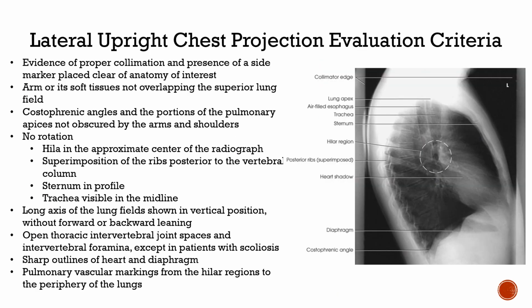So looking at the image, we can see the hilar region in the center of the image. That's the one thing I wanted to bring up, just showing here. Our sternum should be in profile. We should see the trachea as well in the image, coming right over here, and even the air-filled esophagus is shown in this patient.